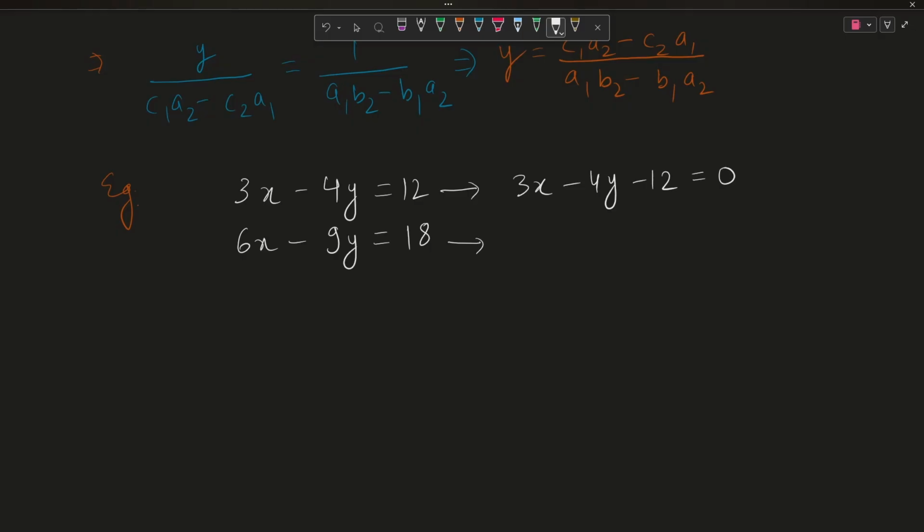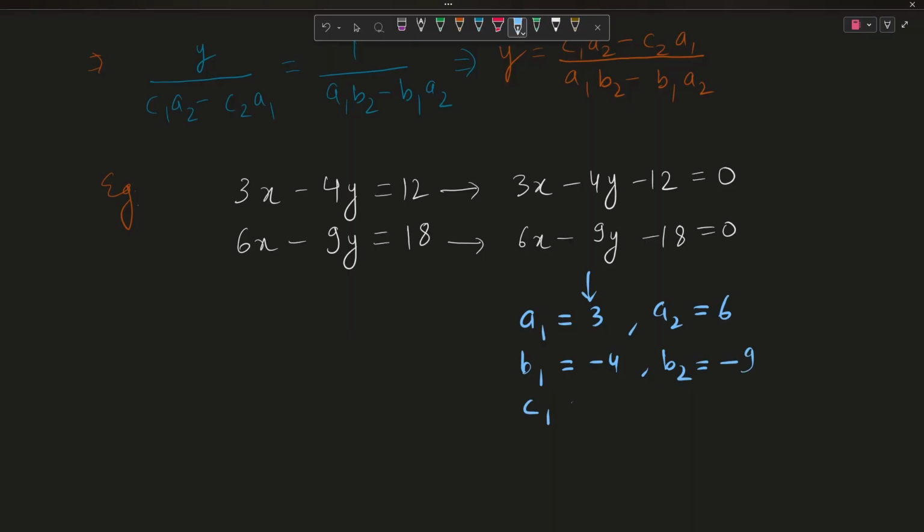The general form of this will be 6x minus 9y minus 18 is equal to 0. From this, we can get the values of a1, a2, b1, b2, c1, and c2. So a1 is equal to 3, a2 is equal to 6, b1 is equal to minus 4, b2 is equal to minus 9, c1 is equal to minus 12, and c2 is equal to minus 18.